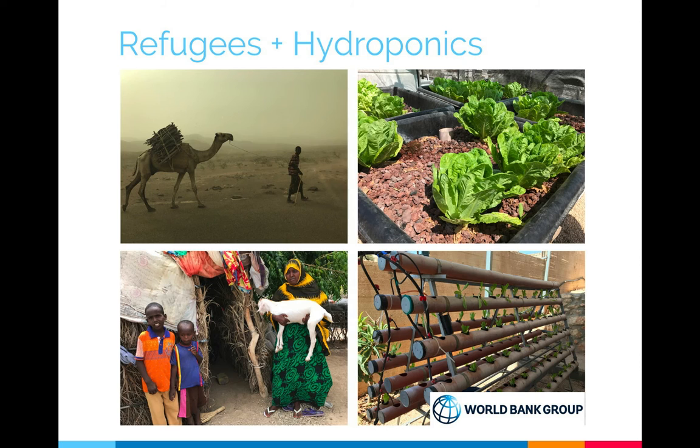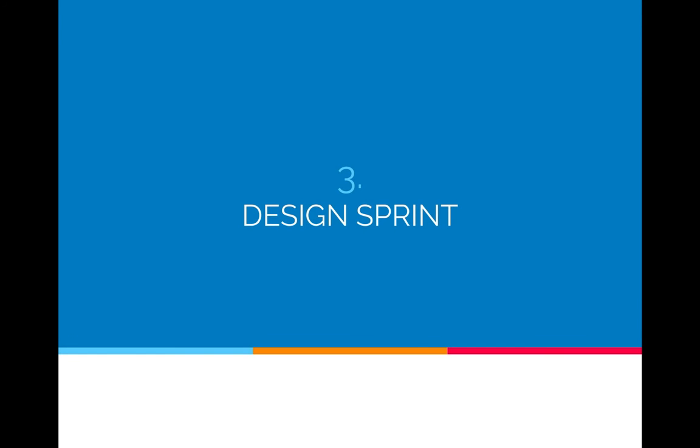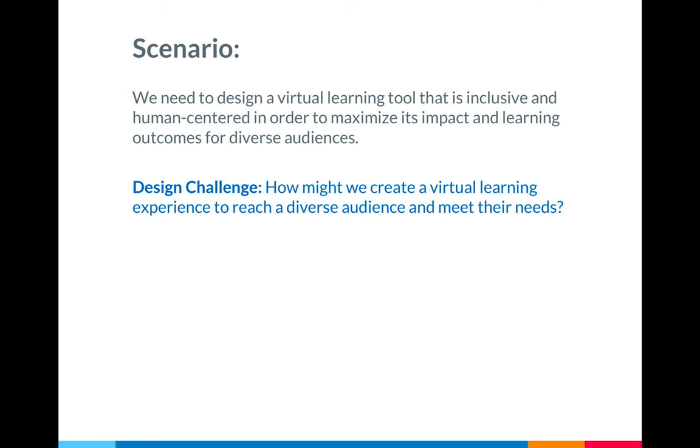And now I'd like to hand it over to Nick, who's going to take us through the design sprint. Okay. As mentioned, we're going to get some real life application for some of these design thinking tools that you're learning right now. So first, I would like to outline the scenario that we're going to be using today in this design sprint. In this scenario, we need to design a virtual learning tool that is inclusive and human-centered in order to maximize its impact and learning outcome for diverse audiences.